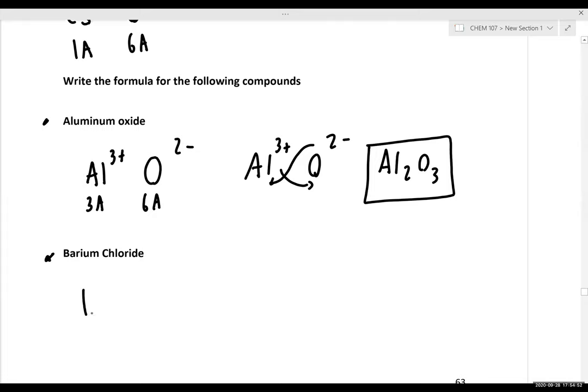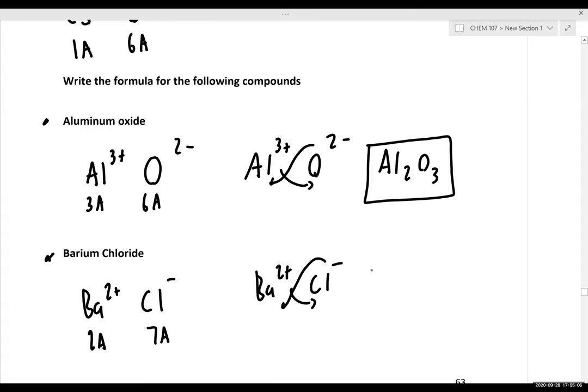Let's look at barium chloride now. Barium is a 2A element with a 2+ charge. Chloride is a 7A element with a -1 charge. We write out the charge of each of our ions and then cross our charges, and that gives us BaCl2 for barium chloride. Does that make sense to everyone? Does this example make sense to everyone? Any questions before we move on to another topic?